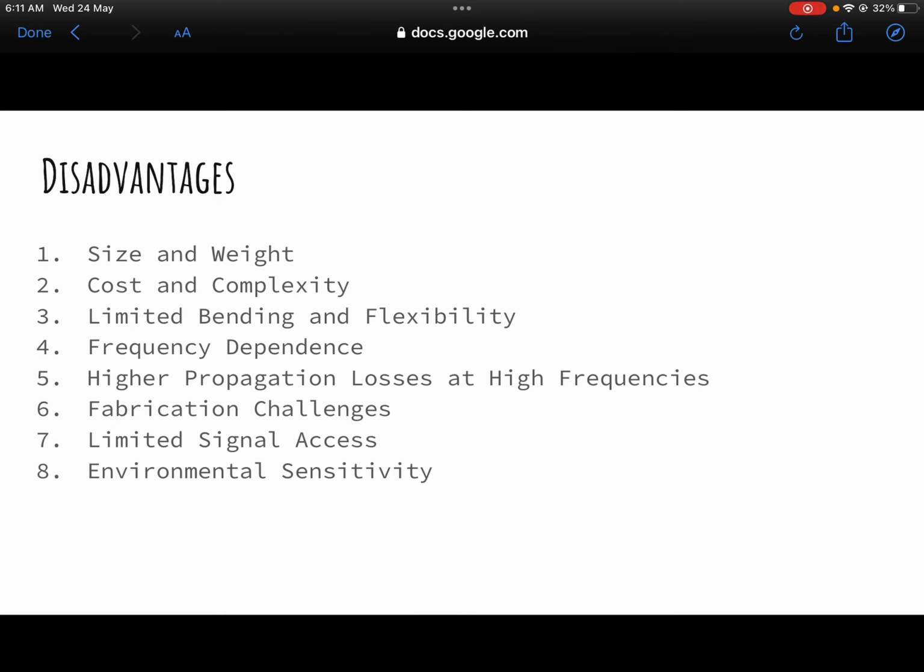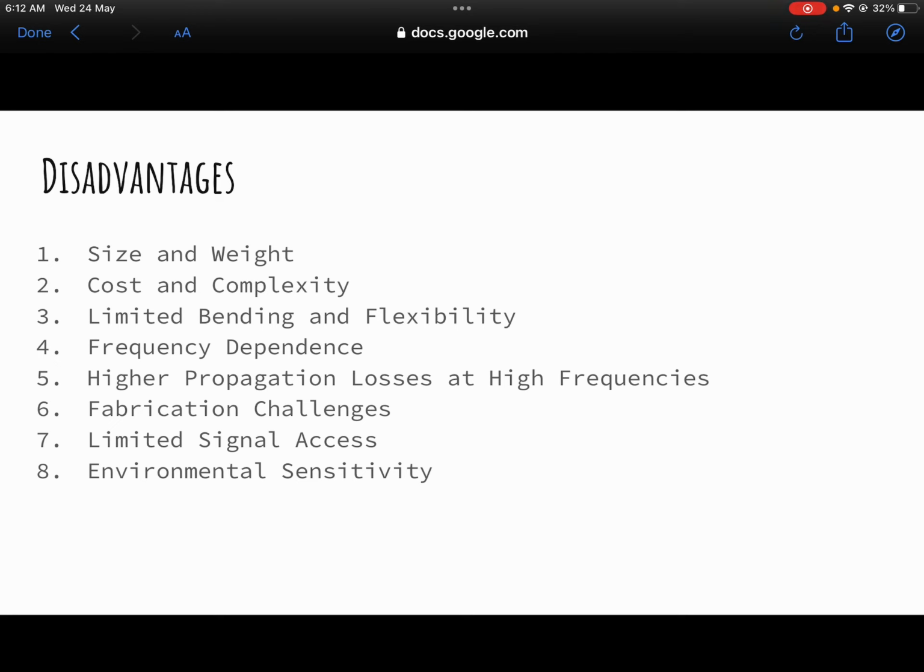Frequency dependency. Different waveguide designs are optimized for specific frequency ranges, and their performance may deteriorate significantly outside those ranges. The frequency dependency can limit their usability in applications requiring wideband and broadband signal transmissions.